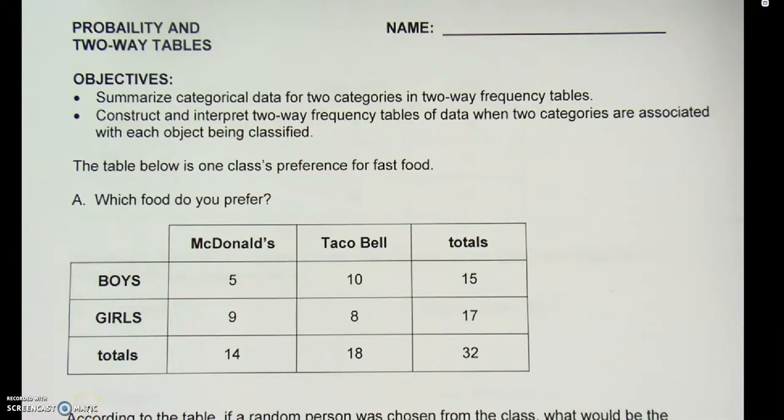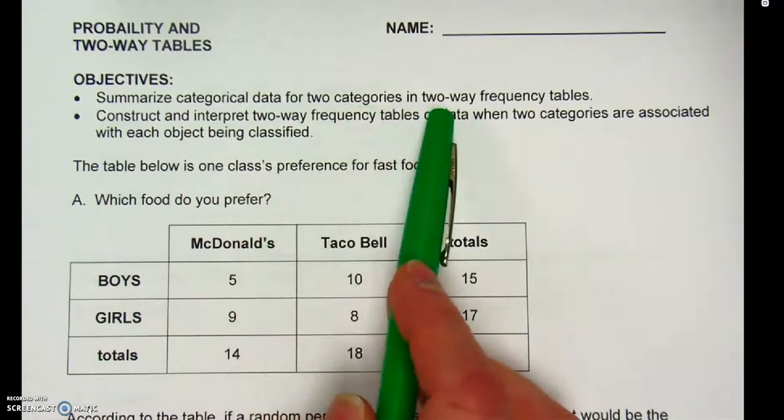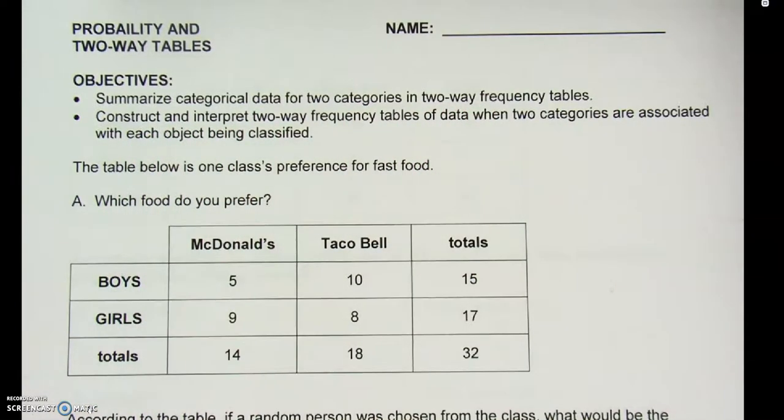Hello, thank you for watching this video on probability in two-way tables. The objectives of this lesson are to summarize categorical data for two categories in a two-way frequency table and to construct and interpret two-way frequency tables.